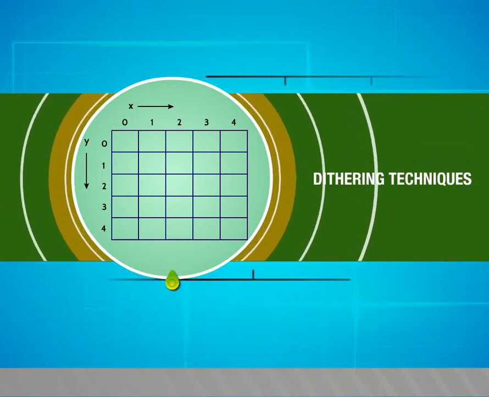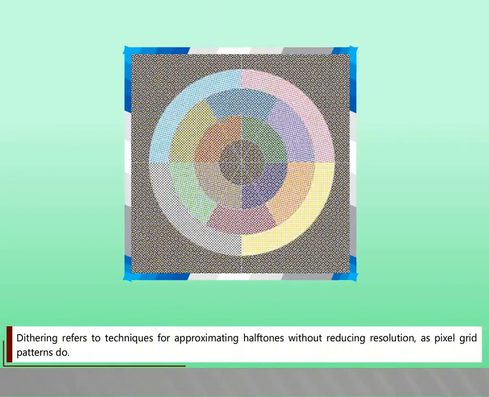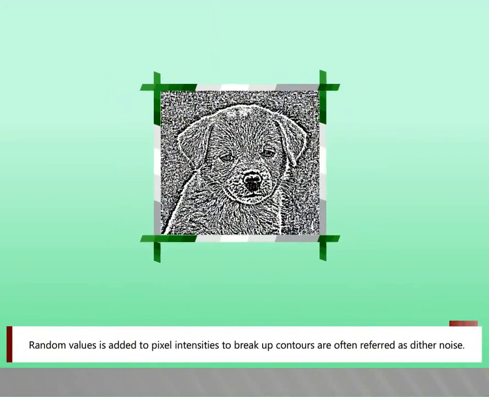Dithering techniques. In this video, we are going to see about dithering techniques. Dithering refers to techniques for approximating half-tones without reducing resolution as pixel grid patterns do. The term dithering is also applied to half-tone approximation methods using pixel grids, and sometimes it is used to refer to color half-tone approximations only. Random values added to pixel intensities to break up contours are often referred to as dither noise.